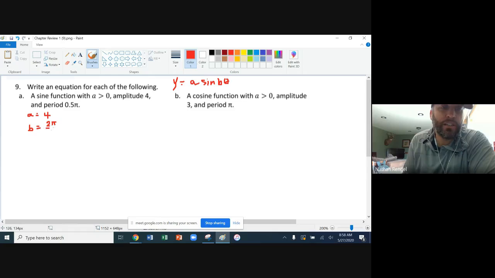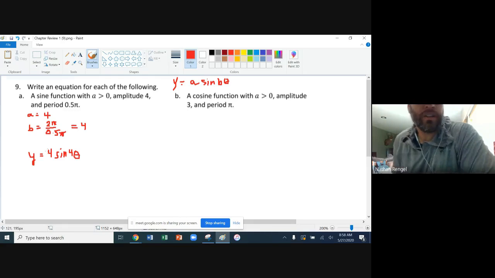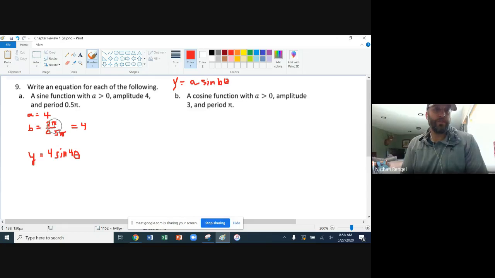So we're going to take 2 pi and divide it by 0.5 pi, which the pi's cancel out, and 0.5 goes into 2 4 times. So all said and done, we're going to have y is equal to, our amplitude is 4. We're doing a sine function, so 4 sine 4 theta. Done. So again, you do have to use the period using this formula, 2 pi over period, to find your b value.